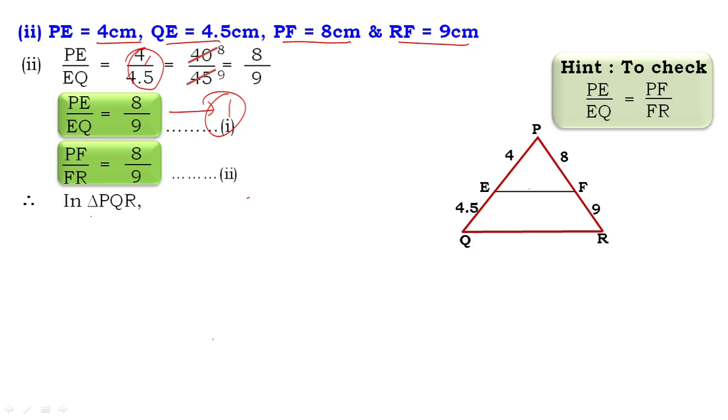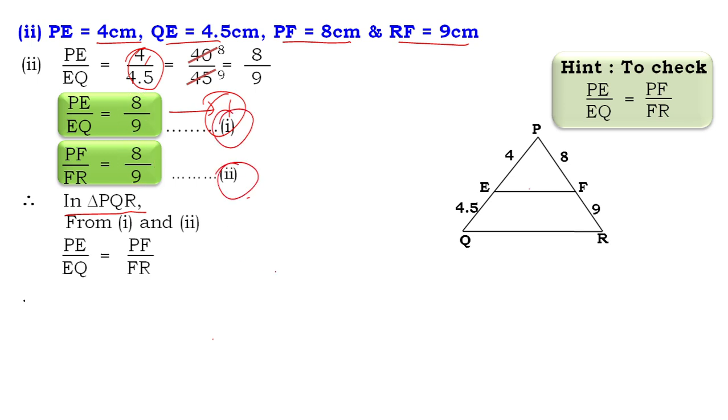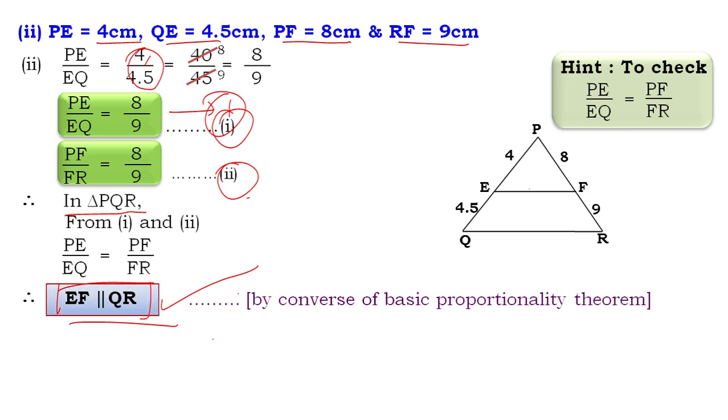Here we can say that in triangle PQR, from 1 and 2, observe this equation 1 and equation 2, that is 8 by 9. Therefore PE by EQ is equal to PF by FR, and EF is parallel to QR. Hence it is verified, by the converse of BPT theorem.